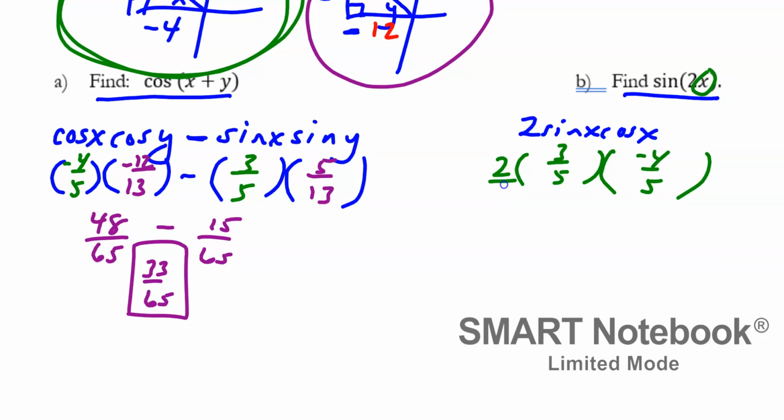Remember that this 2 is really 2/1, so all you have to do is multiply across. Multiplying fractions is easier than adding them. 2 times 3 times negative 4 is negative 24. 1 times 5 times 5 is 25. So there's my ratio answer for the sine of 2x: negative 24/25.